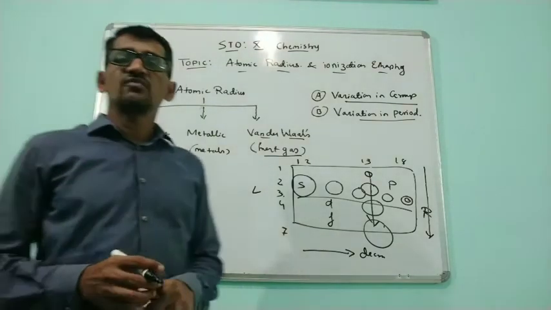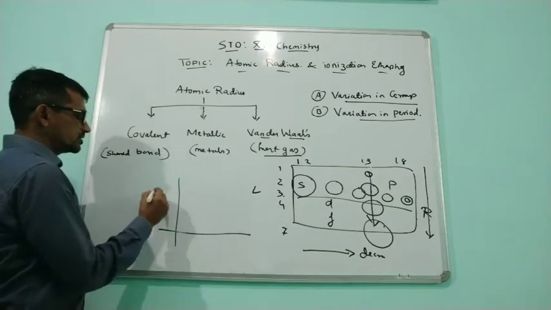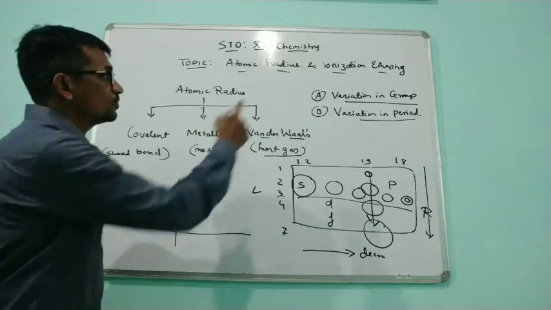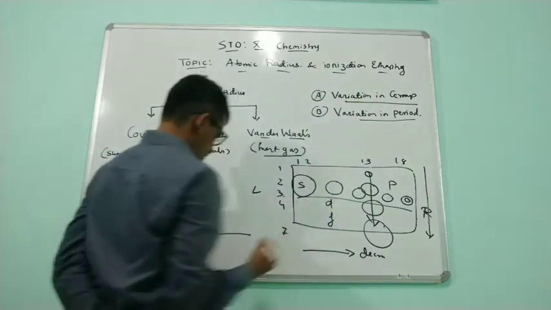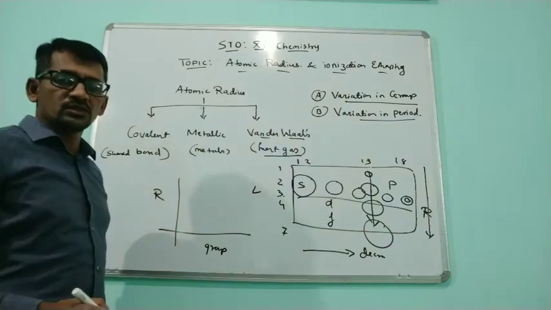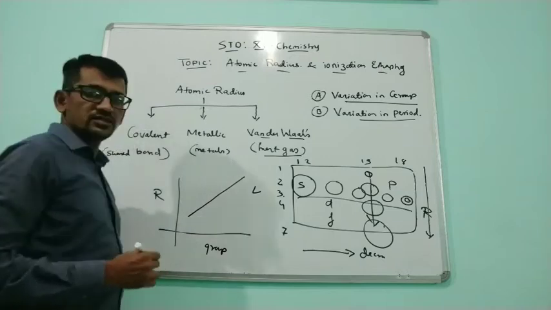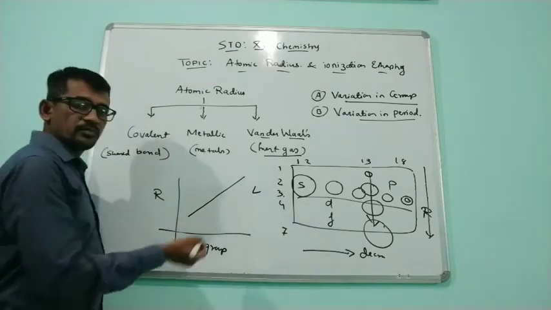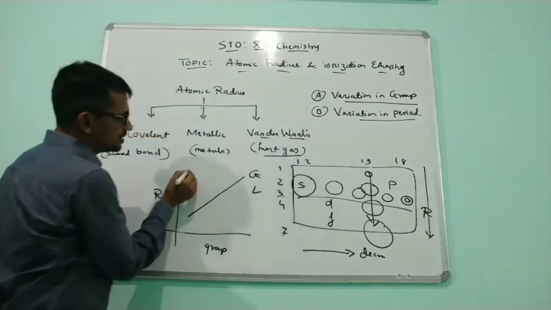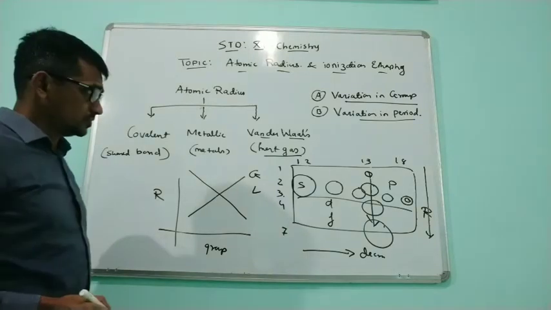In the book a graph is given. Suppose you draw the graph of radius against atomic number. Suppose first we go in the group. If you move from top to bottom, then this graph goes in a straight line, it increases. Similarly, in a period, if you move, then there is a decrease in the radius.